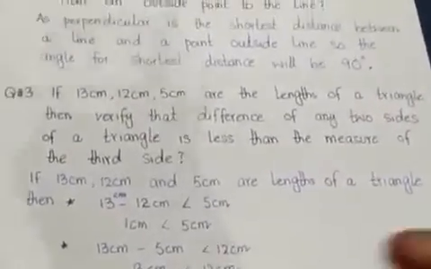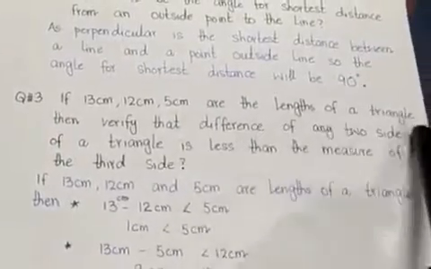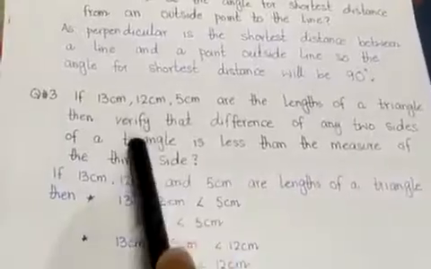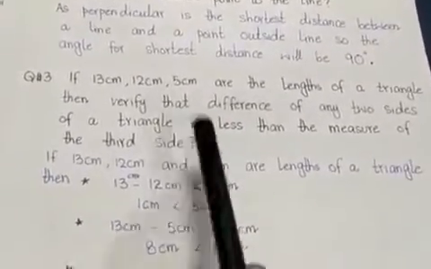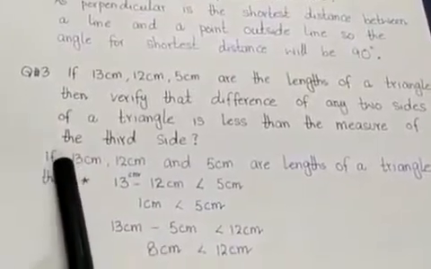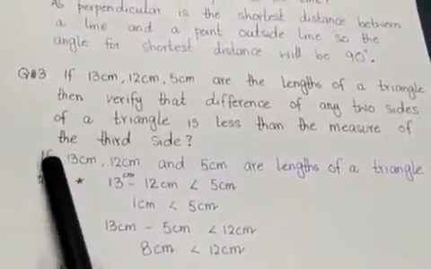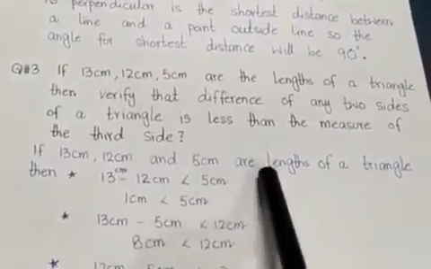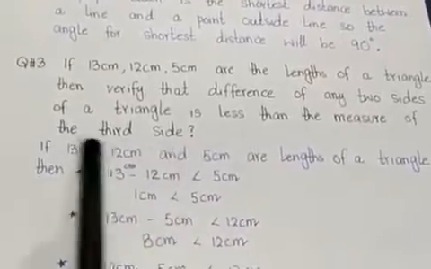Question number 3. Here is the question. 13 centimeter, 12 centimeter, 5 centimeter are the lengths of a triangle. Verify that difference of any two sides of a triangle is less than the measure of the third side. So start the solution. First of all, we will make the summary, and the summary is, if 13 centimeter, 12 centimeter and 5 centimeter are lengths of the triangle. Here are the three sides of the triangle.